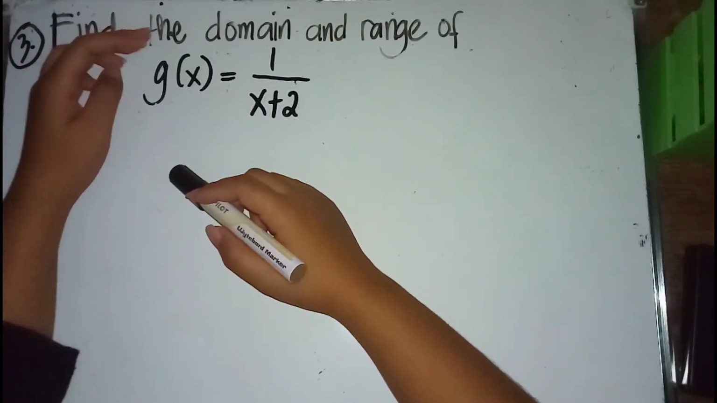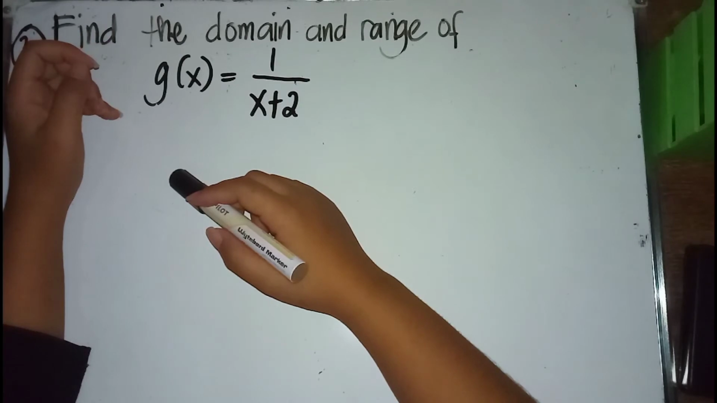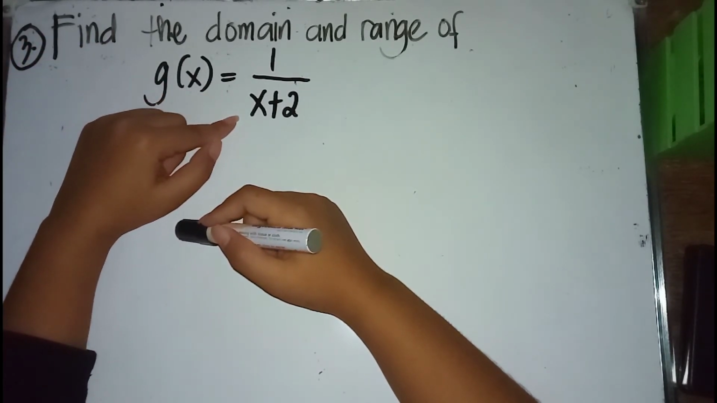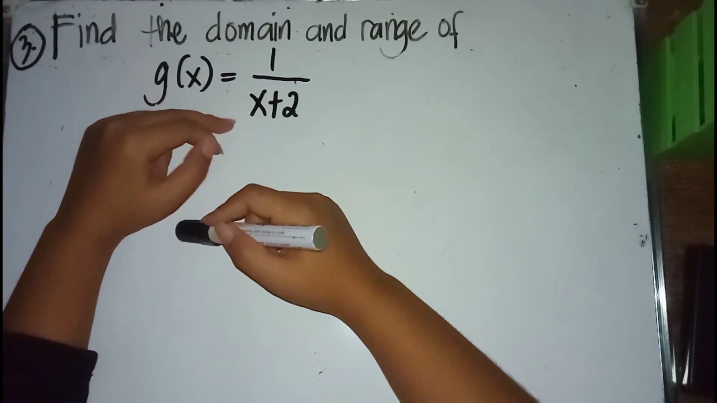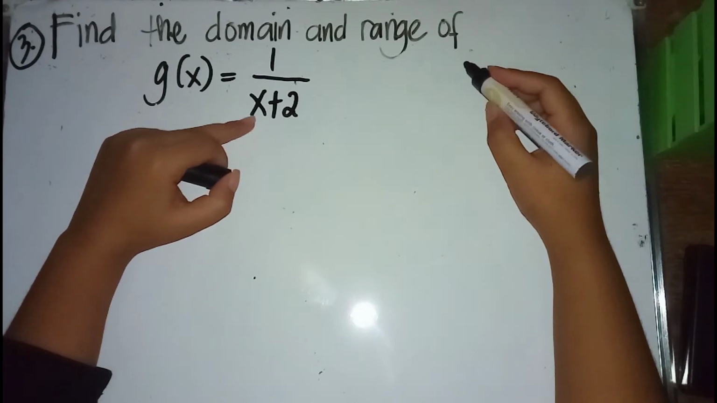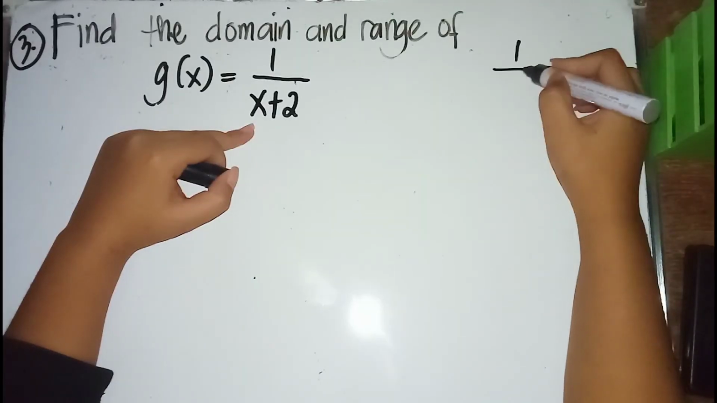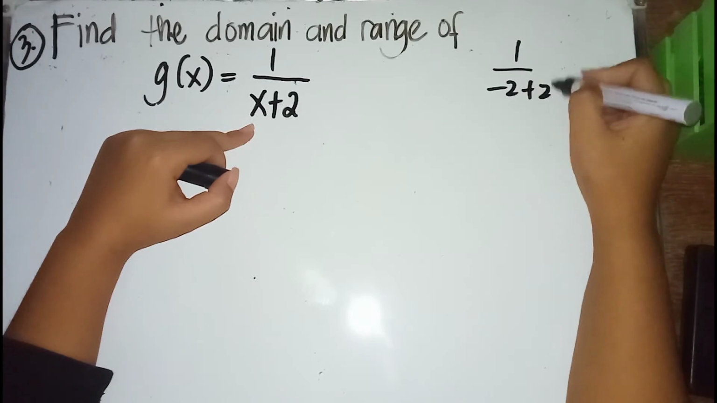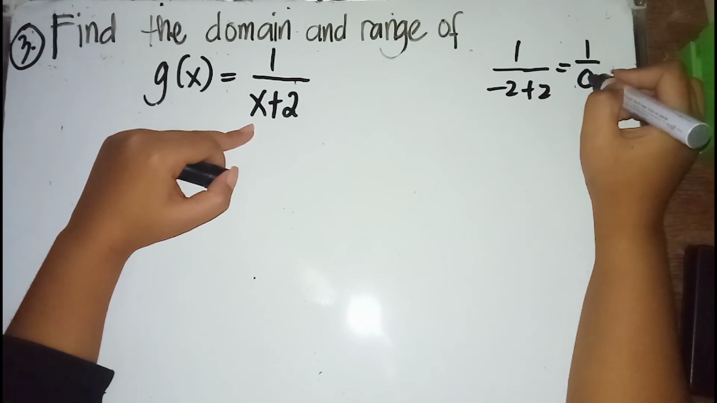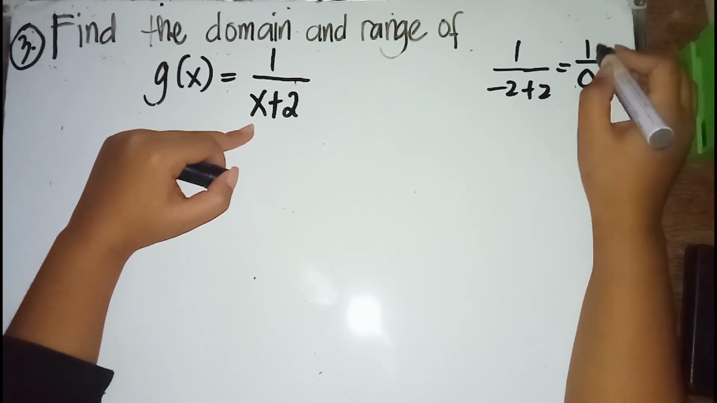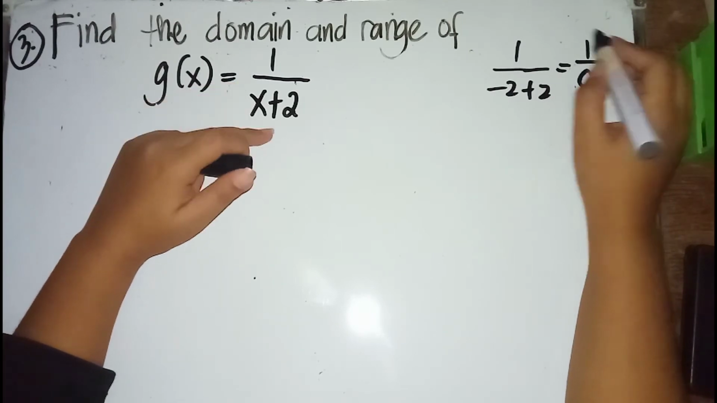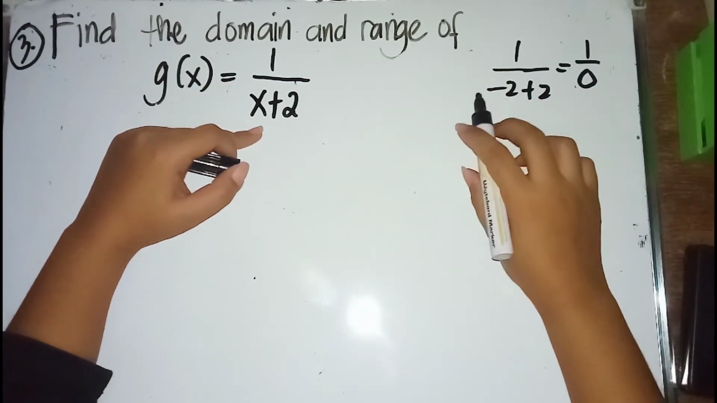Number 3, the domain and range of g of x is equal to 1 all over x plus 2 is all real numbers except negative 2. Why negative 2? If we let x be equal to negative 2, 1 all over negative 2 plus 2 is equal to 1 all over 0. That would make our function undefined. Okay, so our domain would be all real numbers except negative 2.